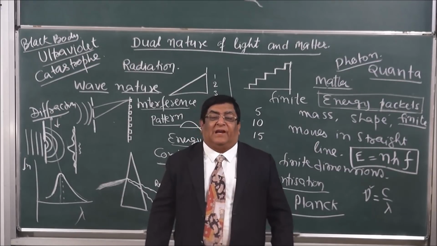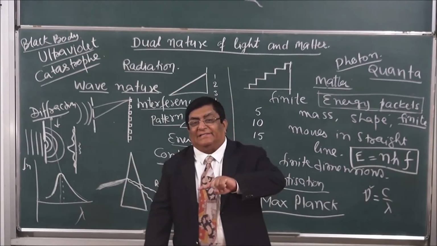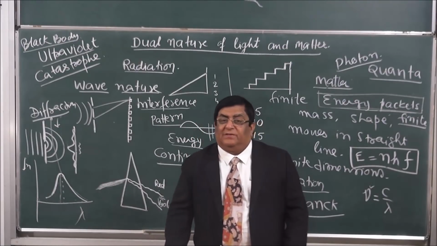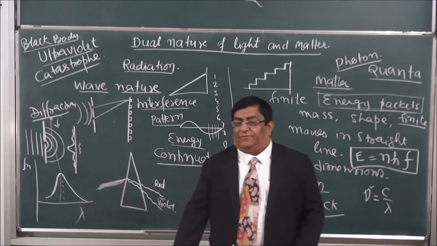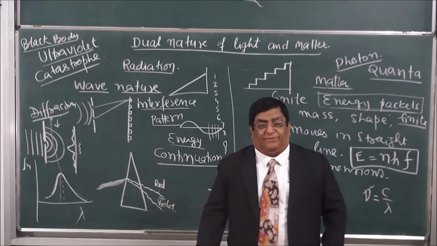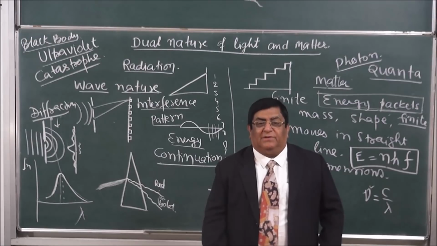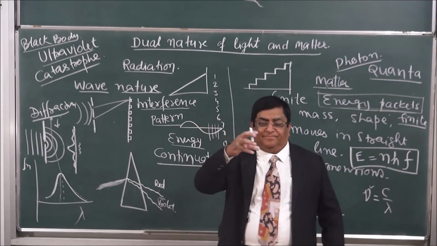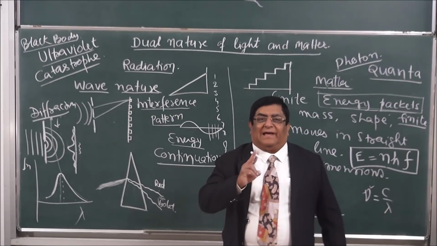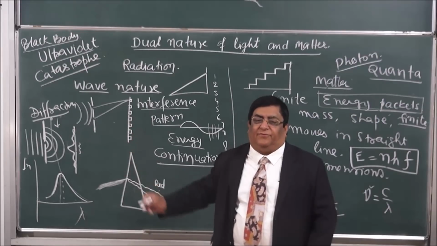Now in which nature is light? How can we find the light in one nature or the other nature? The answer is we cannot do this. Light decides itself. We can only observe it. And what have we observed? We observe that when the light is traveling in one single medium, then it has the nature of wave. It shows all the phenomena of waves.